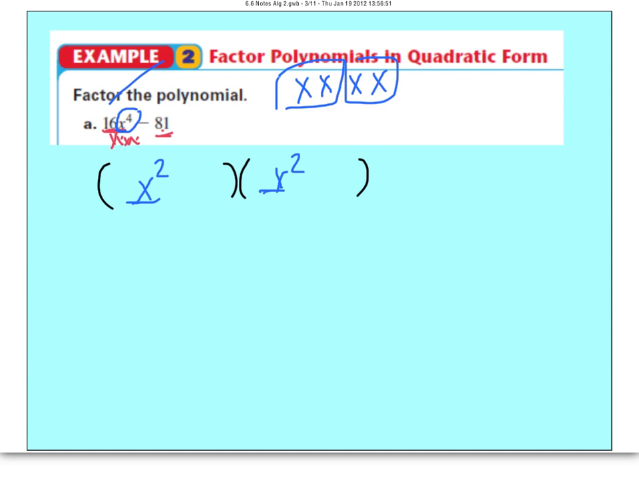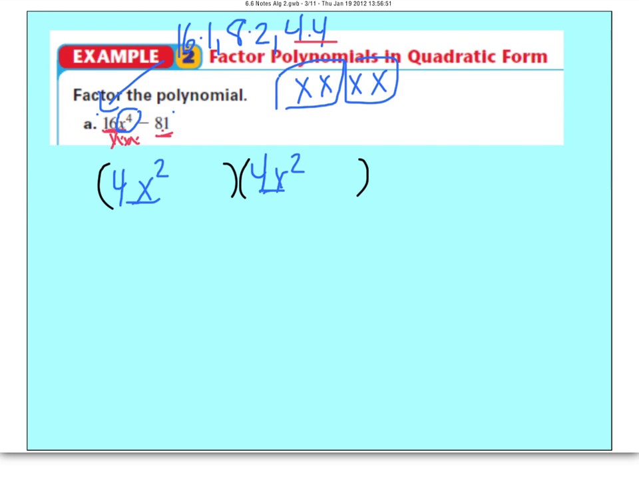Now you have to break the 16 up. And that can either be 16 times 1, 8 times 2, or 4 times 4. One of those three combinations is the correct one, and it's just guess and check. Now here's the deal. When I see 16 and 81, I know they both become nice perfect square roots. The square root of 16 is 4, the square root of 81 is 9. So my gut is telling me it's the 4-4 combo. So I'm going to try 4 and 4.